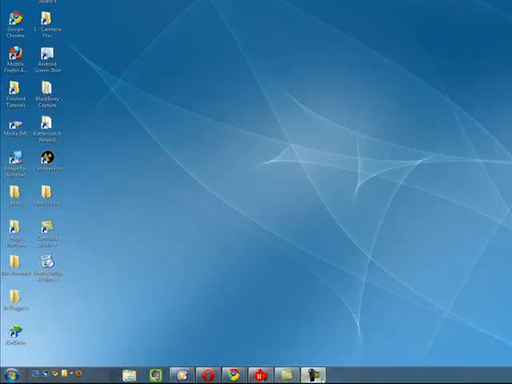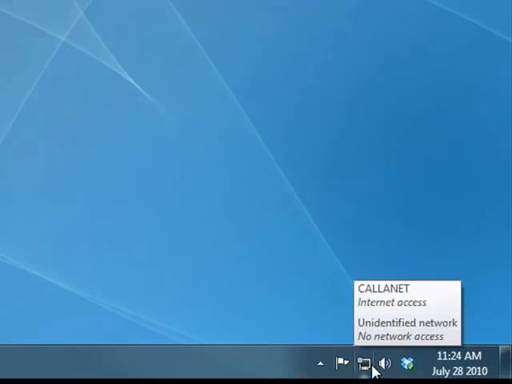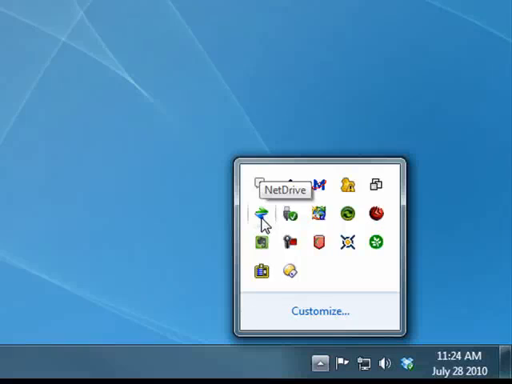This area in here is called the taskbar, where programs minimize, and in Windows 7, it's where you can also pin. And then this area over here is called the system tray or the tray. And here, icons. These are generally called tray icons because they reside in the tray.